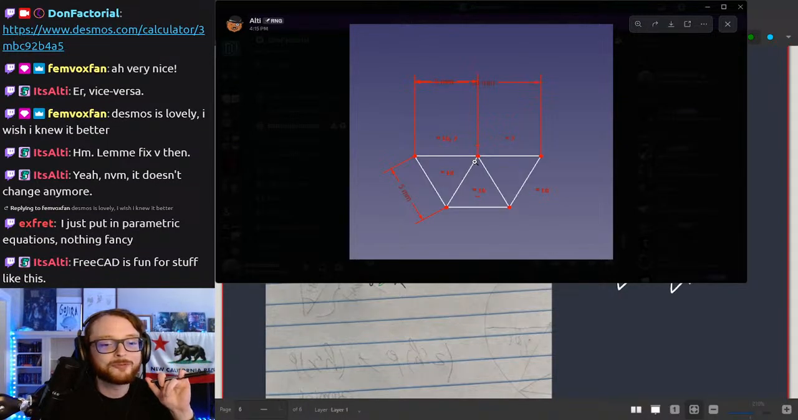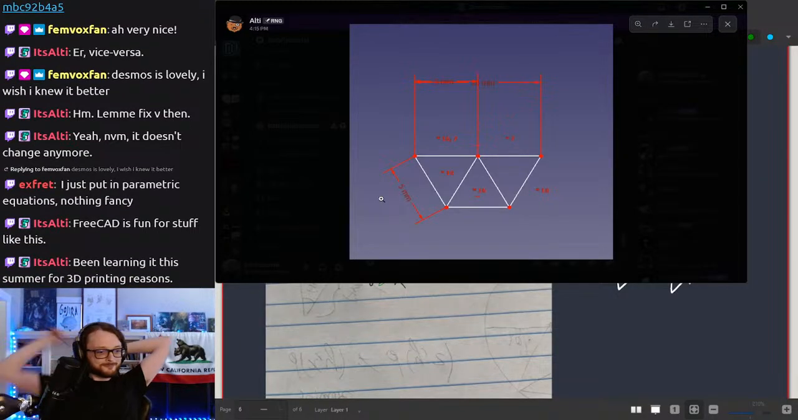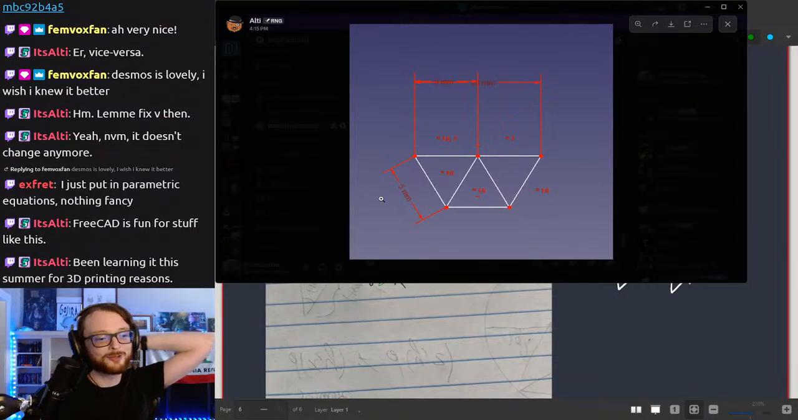Oh, this is CAD? I was wondering why I didn't recognize this. For 3D printing, ooh, cool. That'd be a cool hobby to get into.